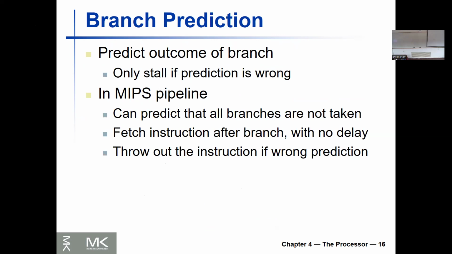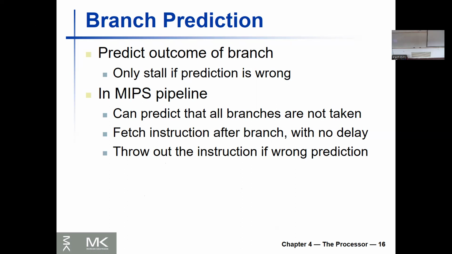So, prediction. Here we say, predict the outcome of a branch. Only stall if the prediction is wrong. In a MIPS pipeline you can predict that all branches are not taken. Well, that was the opposite of what I said. You can predict that the branch is not taken and that you just do the next line. Fetch the instruction after the branch with no delay. Well, that's actually the logical thing to predict. Why is that the logical thing to predict? Because you can know right away what the next line is. You don't really know what the branch location is until the end of stage 2 anyway.